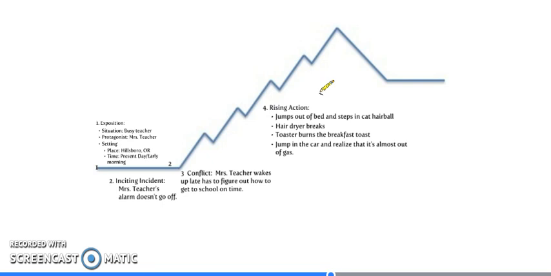Undaunted, she jumps in the car, only to realize that it's almost out of gas. Can she even make it there? And then while she's driving, in addition to being hungry and worried about the gas and worried that she's going to be late for her students, she has to stop at every red light. Pause and get those written down. All of those actions, all those events really help build the tension for Mrs. Teacher.